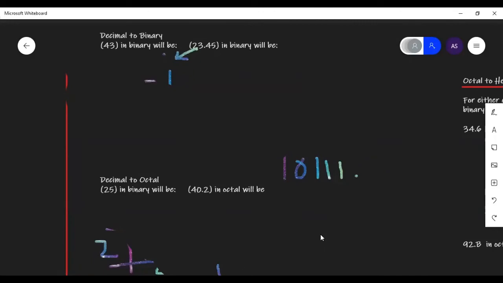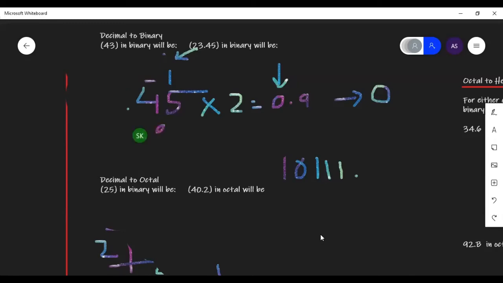Okay, so after that, we have 0.45, right? So we're going to keep multiplying by 2 until we get a 0. So we get 0.45 times 2, which is equal to 0.9, right? So let's write a 0 here. Then we take 0.9 right here. So we get 0.9 times 2 equal to 1.8. We take a 1 here.